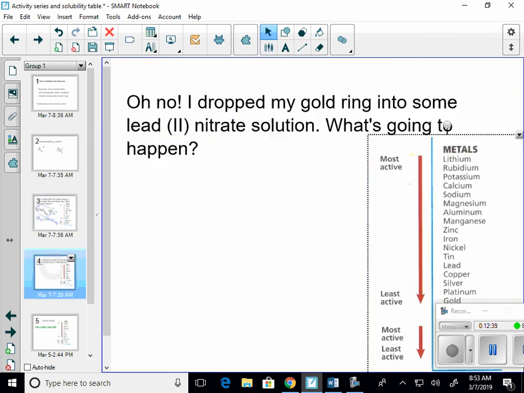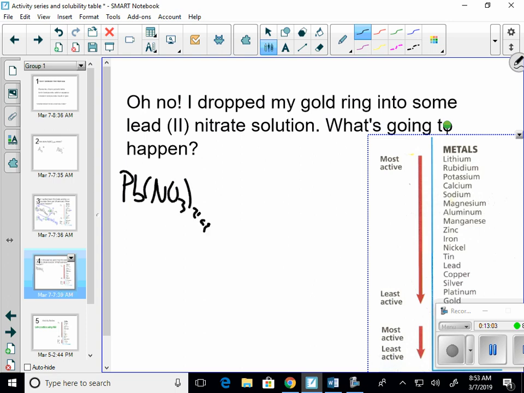Let me go over another problem. Man, am I a klutz today. Now I took my wedding ring, so I'm going to get in a lot of trouble for this, and I dropped it into lead-2 nitrate solution. What's going to happen? Well, if I wrote out my reactants, I have my Pb(NO3)2 and I have gold.